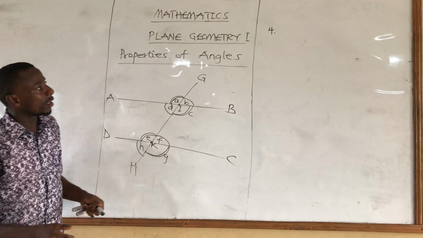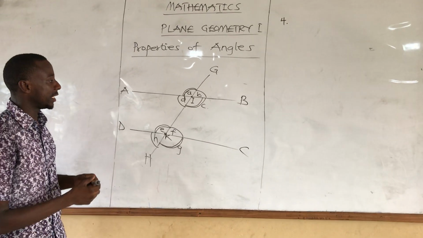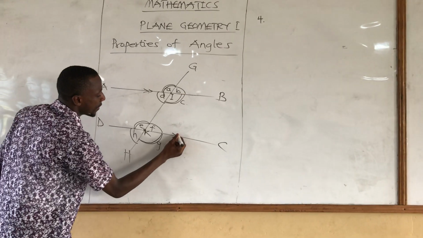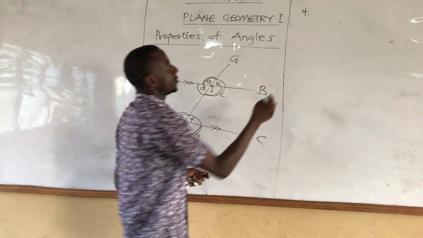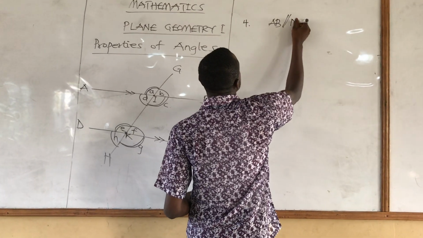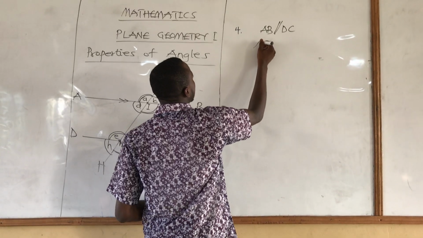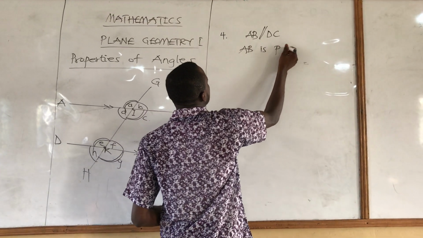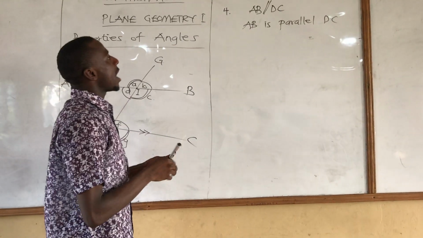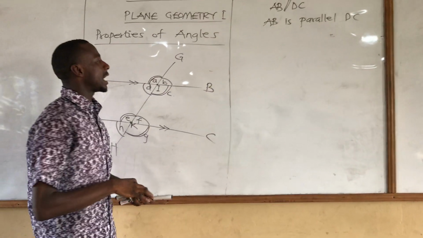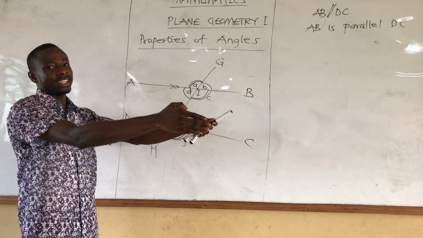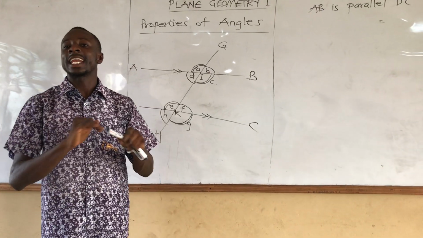The fourth property is when we have two lines being parallel. So line AB is parallel to line DC. Now, anytime two lines are parallel, it means they move in the same direction, and we know that two parallel lines can never meet.